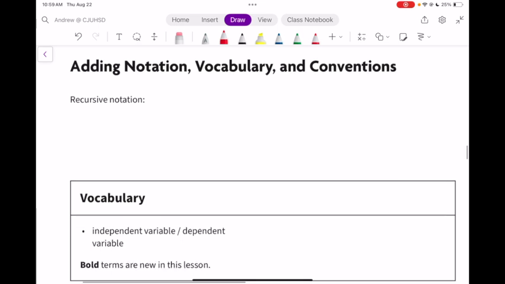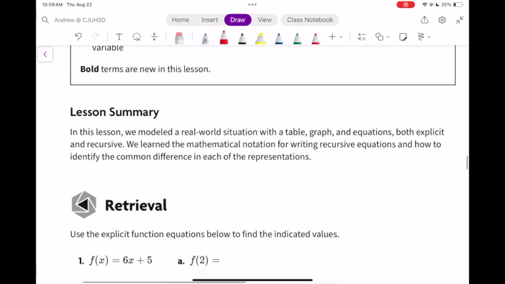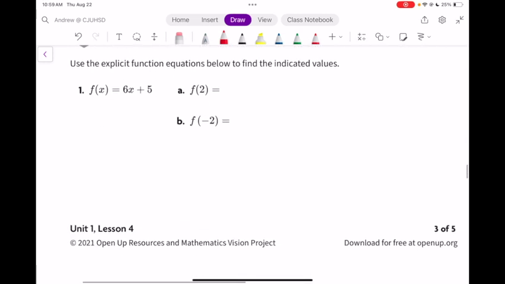Now, independent variable, dependent variable, you probably should have heard of this in junior high. Independent variable refers to the x variable, dependent variable refers to the y. And let's just look at our retrieval on this one.